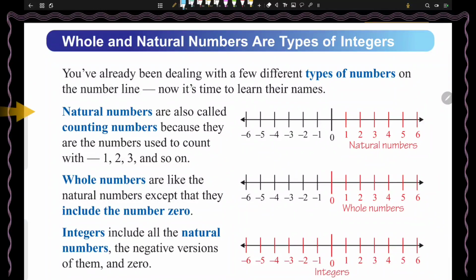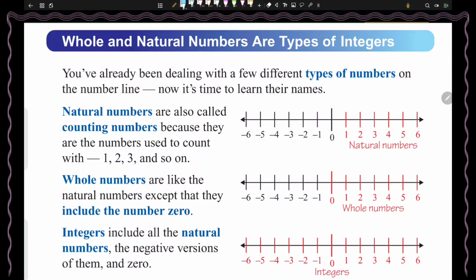So the natural numbers are numbers that we use to count objects with, right? So that starts with 1. 1, 2, 3, 4, 5, 6, 7, and so on to infinity, right? Those are natural numbers, and they're also known as counting numbers.